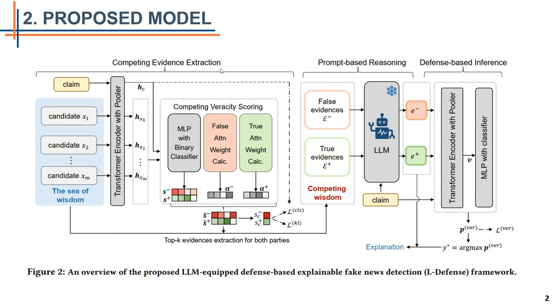Inspired by the dominating performance of large language models, based on the respective evidences, we then design a prompt-based module to generate justifications by inferring reasons towards two possible veracities. Benefiting from the powerful reasoning and generating capacity of LLMs, we obtain the summarized wisdom of both parties in natural language, allowing for explicit comparisons.